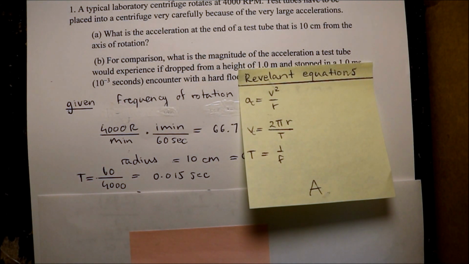We have the centripetal acceleration equation, which is v squared divided by r, where v is the velocity and r is the radius. Second, we have the velocity equation, which equals 2 pi r divided by T, where T is the period. Finally, we have the period equation, which is T equals 1 divided by f, the reciprocal of frequency.